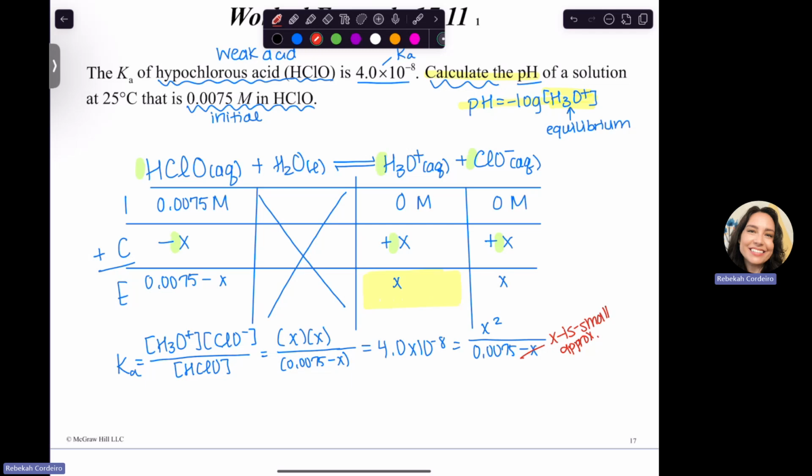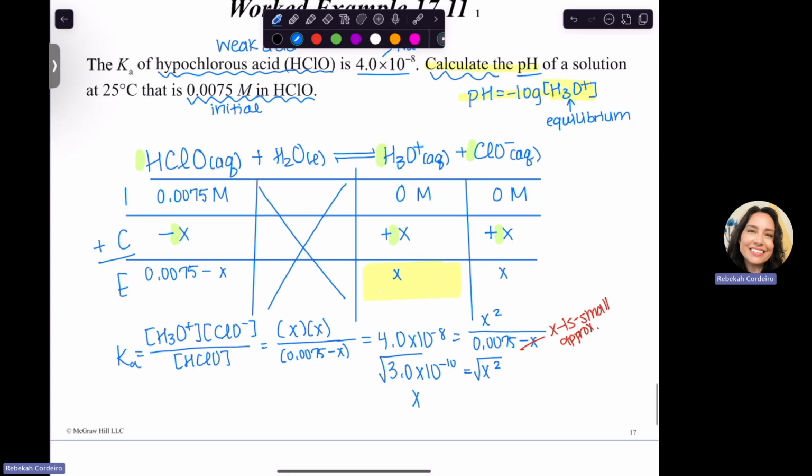I'm going to rearrange to try to isolate x as best I can. I'm going to pull that 0.0075 over to the side, multiply it by my 4 times 10 to the negative 8, and I get 3 times 10 to the negative 10 is equal to x squared. Take the square root of both sides. The square root of my answer is x, which is equal to 1.7 times 10 to the negative 5. And now I know that's actually equal to my hydronium concentration. So hydronium is 1.7 times 10 to the negative 5 molar, if I asked you just for that number, you could stop.